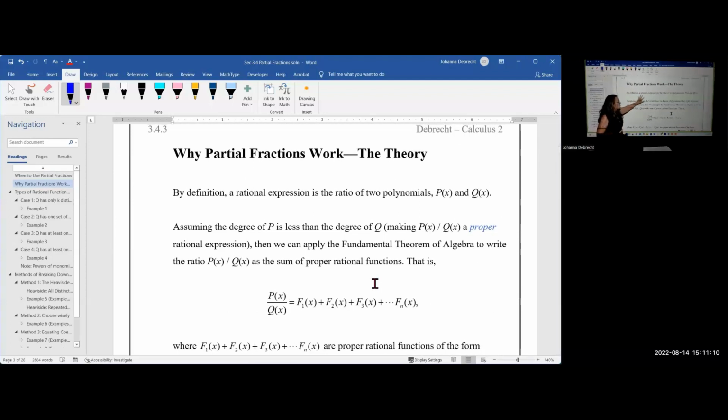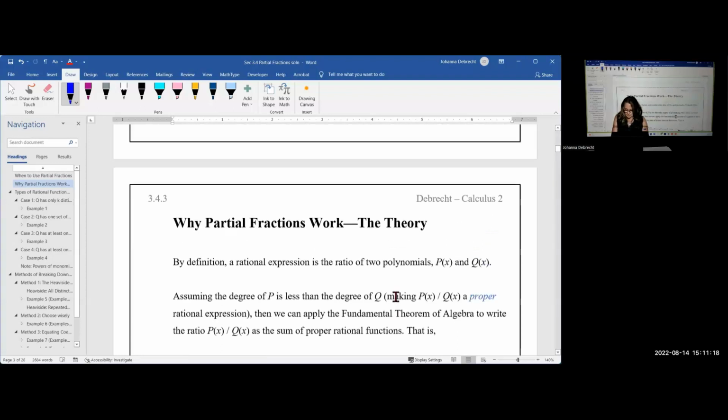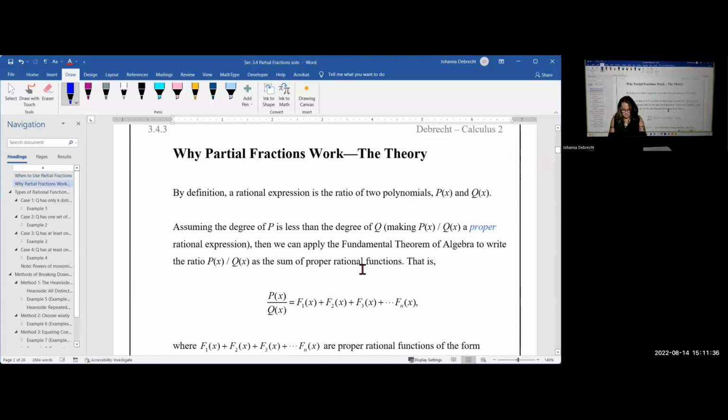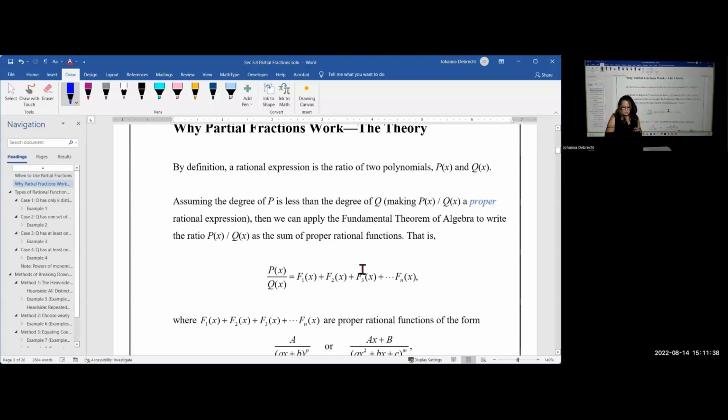Well, we're going to start with a rational expression, which of course is the ratio of two polynomials, p of x and q of x. Now we had a p of x and a q of x up here. This was not a proper rational expression because the degree of the numerator was greater than the degree of the denominator. But again, we're calling the numerator p of x and the denominator q of x. So we're mostly focused on q of x, which is the denominator part. Now, how does this work?